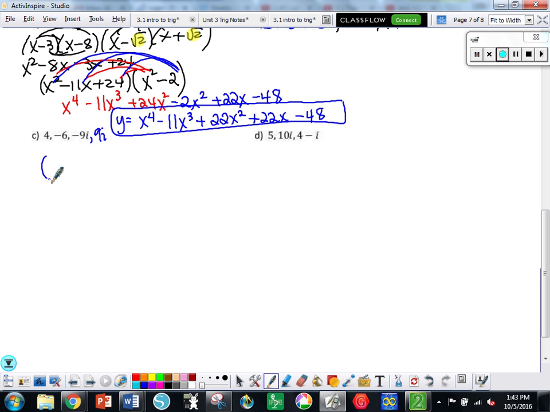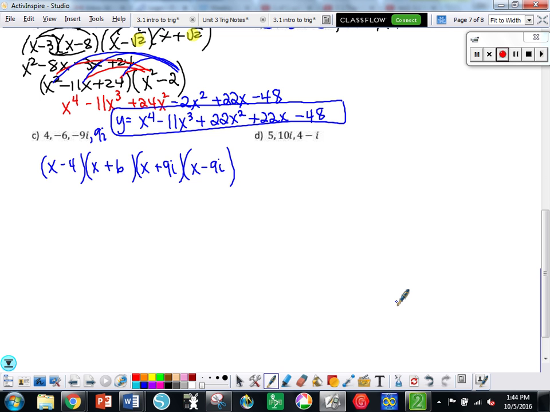Write them in their linear factors. So do that on your own. See if you can get it. X minus 4. X plus 6. X plus 9i. X minus 9i. Okay, any questions with that step?